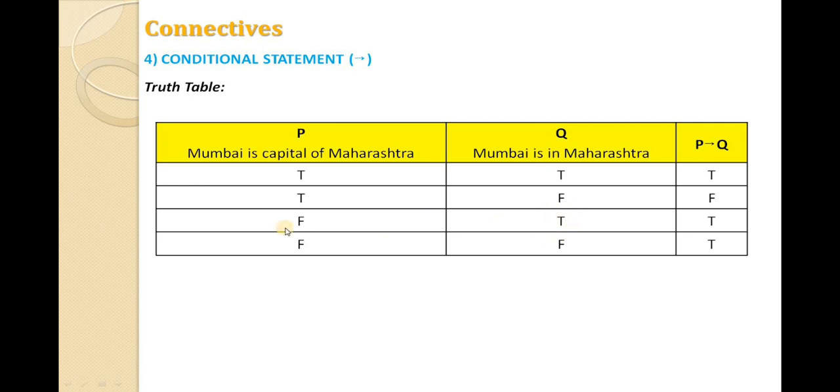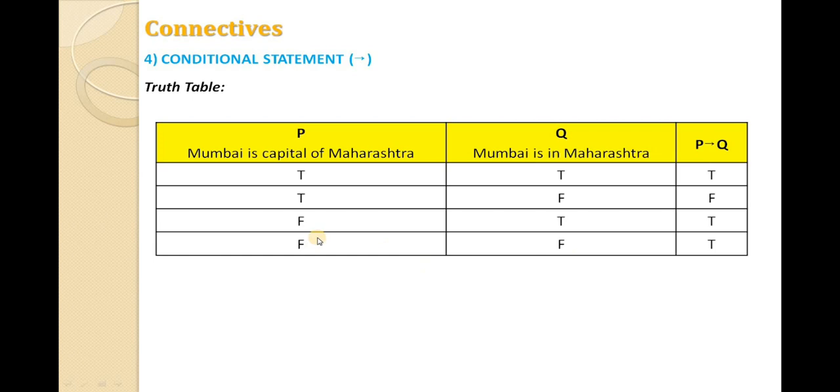That's why your final conclusion is T. If P is F, Q is T, then the final conclusion is T. The last statement is Mumbai is capital of Maharashtra. This statement is false, meaning Mumbai is not a capital of Maharashtra because it is F, and Mumbai is not in Maharashtra. Again, it is possible if any city is not a capital of any state and this city does not belong to this state, then your statement is true.